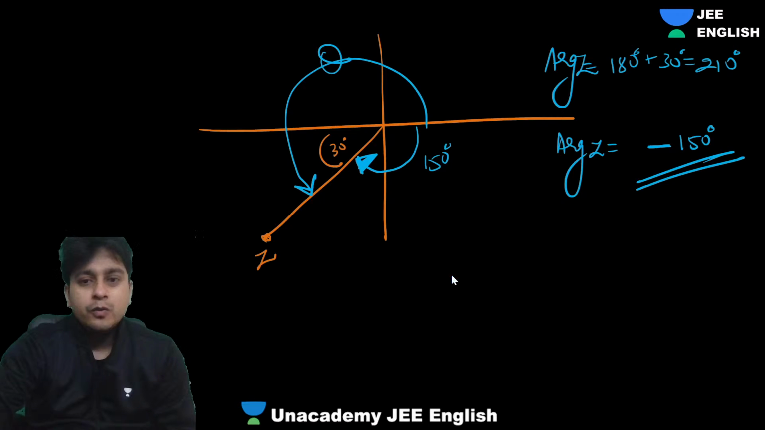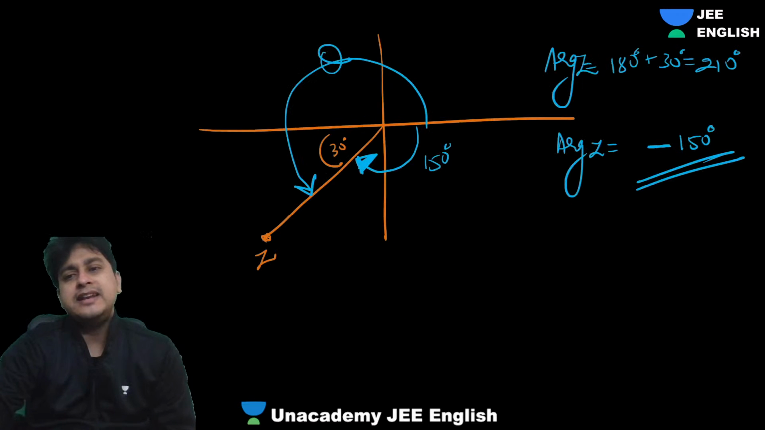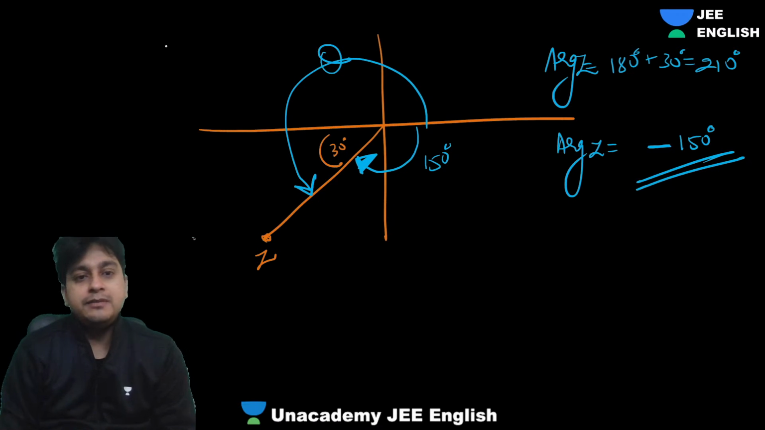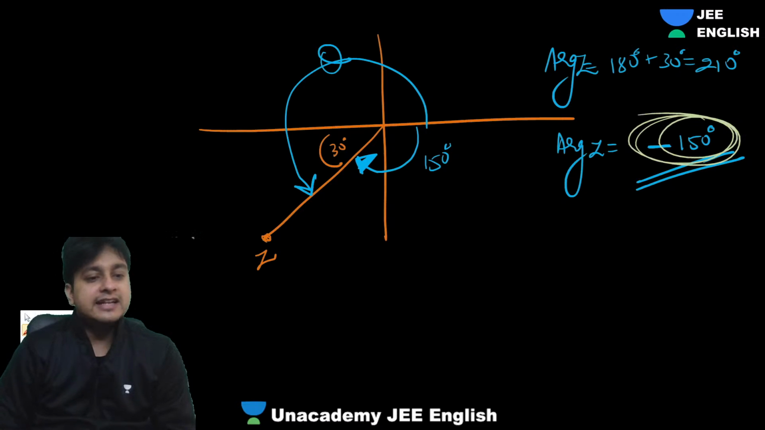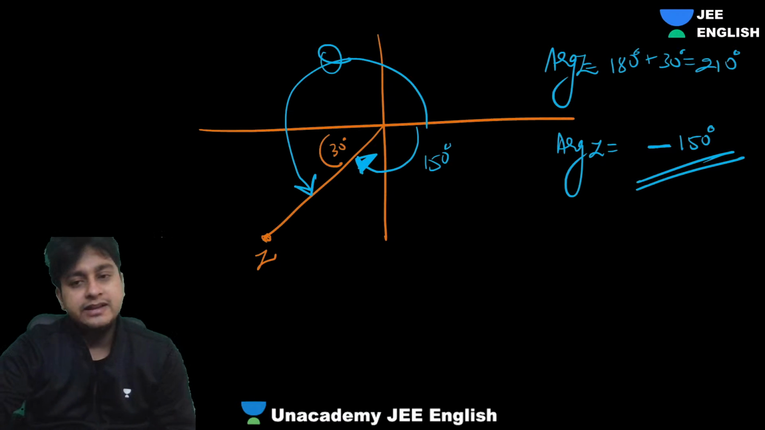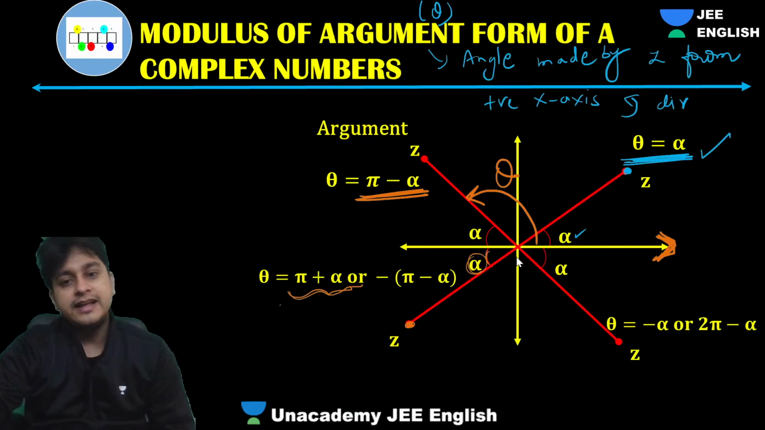So better what we do is we write it as minus 150. Why? Because this is short. Actually this is 150, right? So we try to write it between 0 and 180, negative or positive, whatever. So this is the actual way we write it. Okay, this 210 is not wrong, but that is also correct. So generally we write it as minus 150.